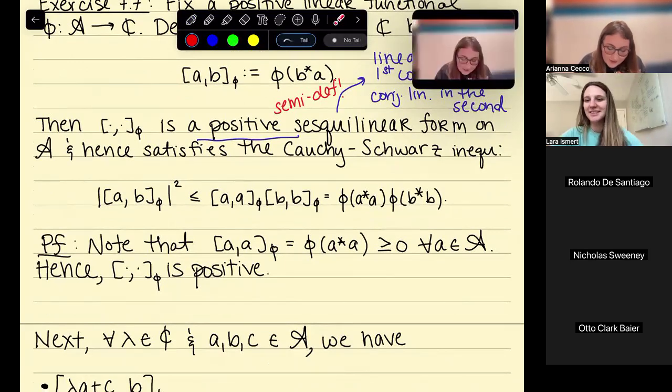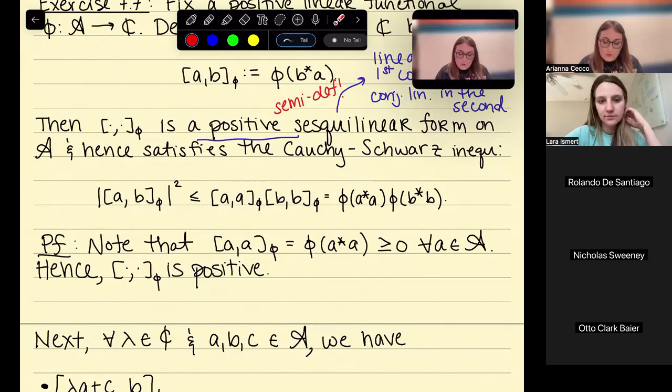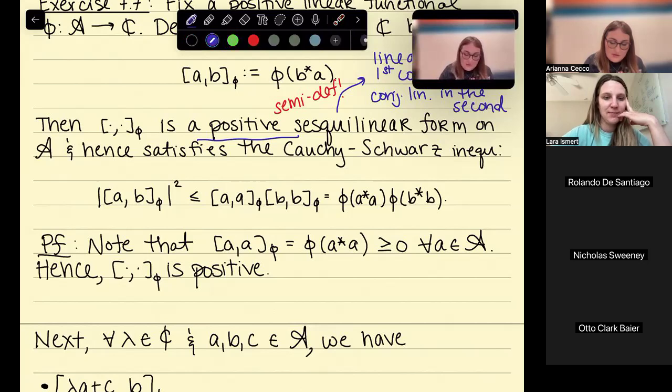All right. So if we take a and put it into both coordinates, we get phi of a star a, and we know that this is going to be positive for all a in A. Let me also just be clear right here: phi is positive semi-definite.